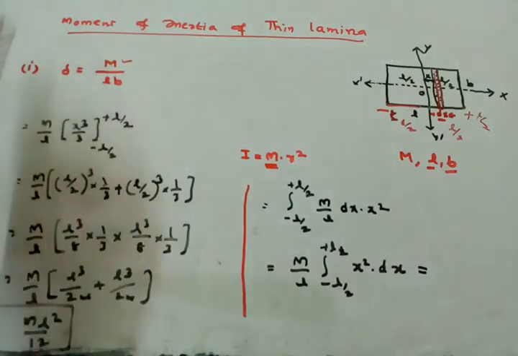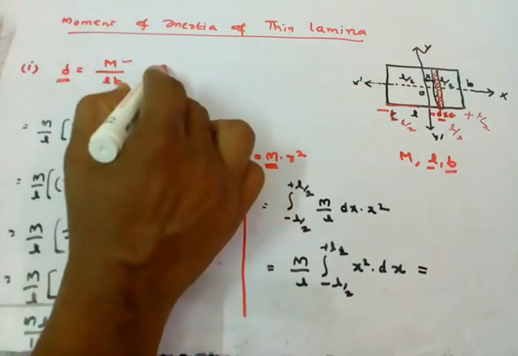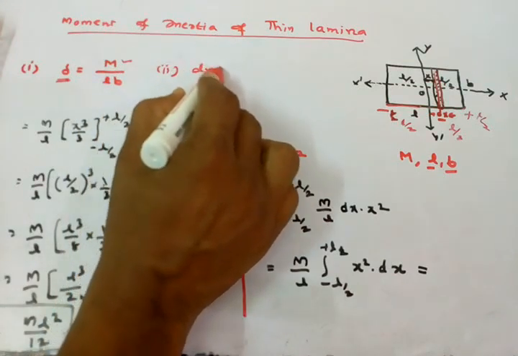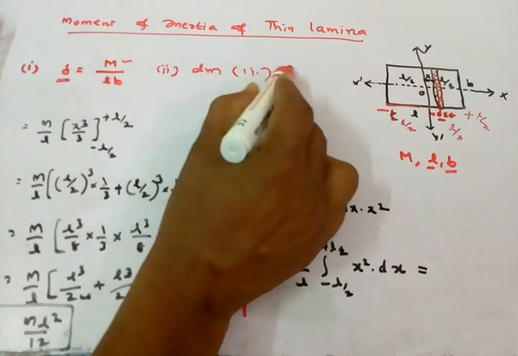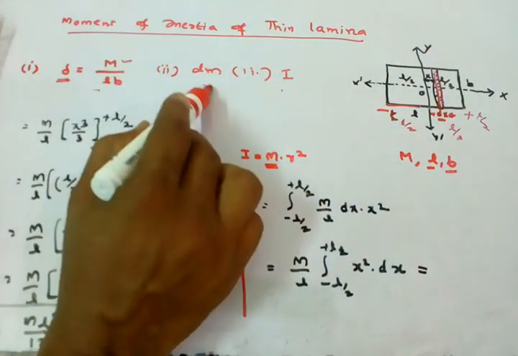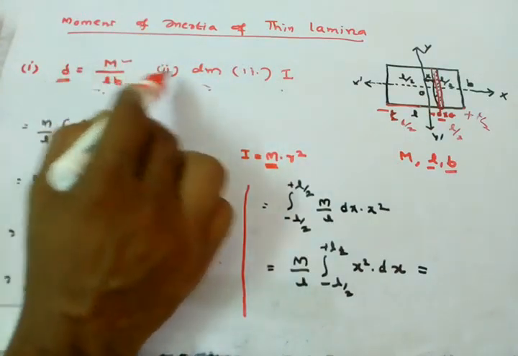So here we follow 3 steps. First step, areal density. The second step is the elemental mass, and the third step is the moment of inertia integration. For any rigid body, if you want to calculate the moment of inertia, we have to follow these 3 steps.